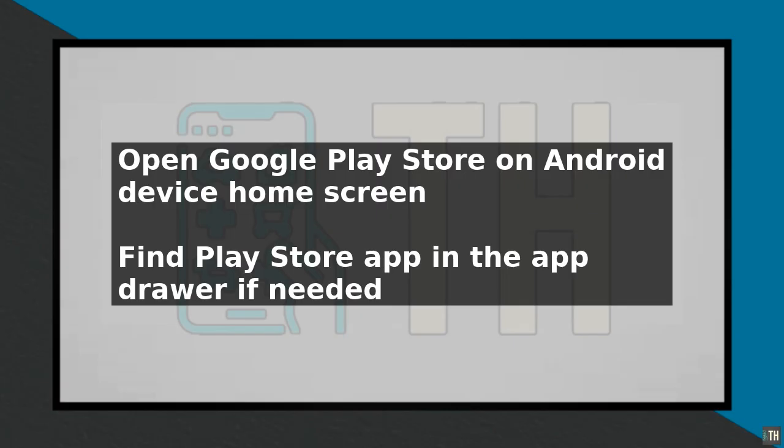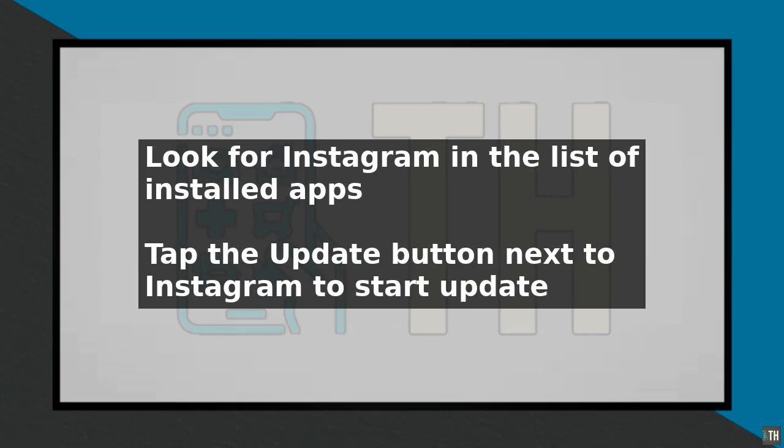Next, you will see a list of installed apps that have updates available. Look for Instagram in the list, and if an update is available, you will see an update button next to it. Tap the update button to start the update process. If you do not see Instagram in the list, it means you are already running the latest version.